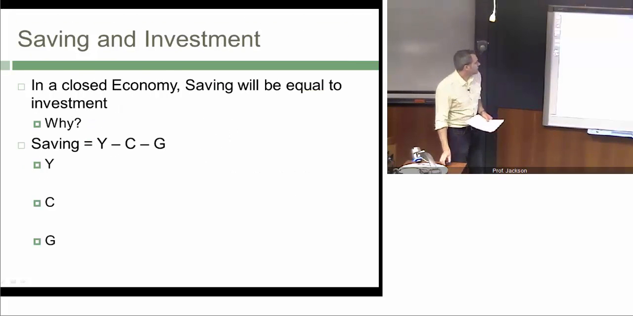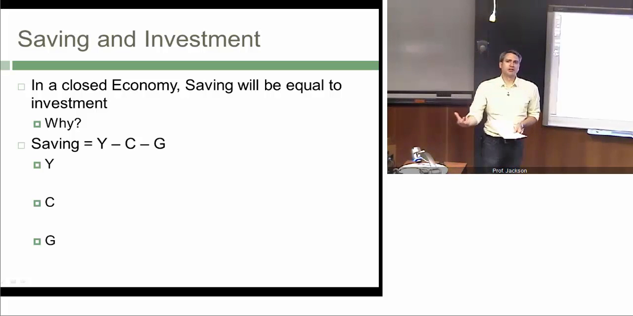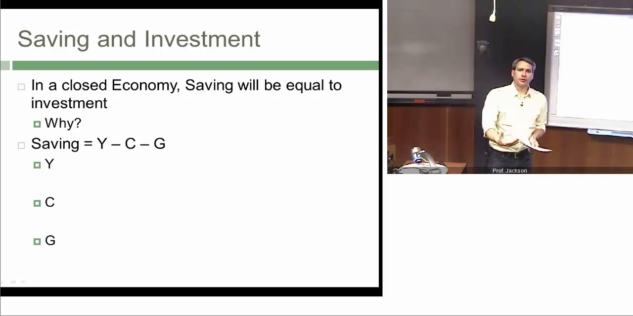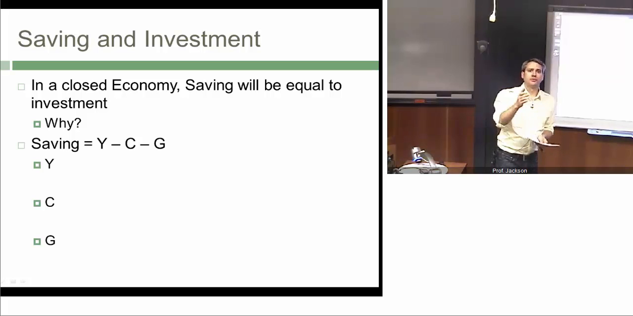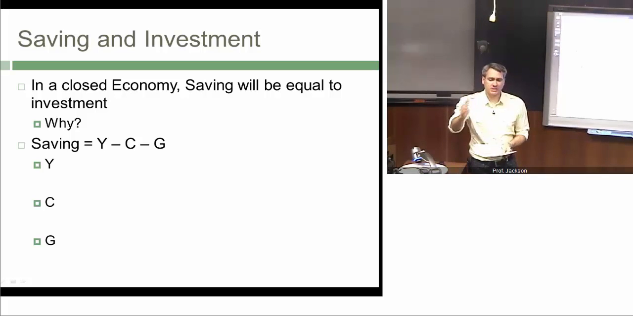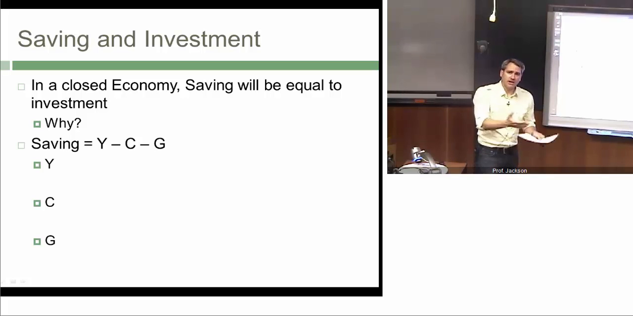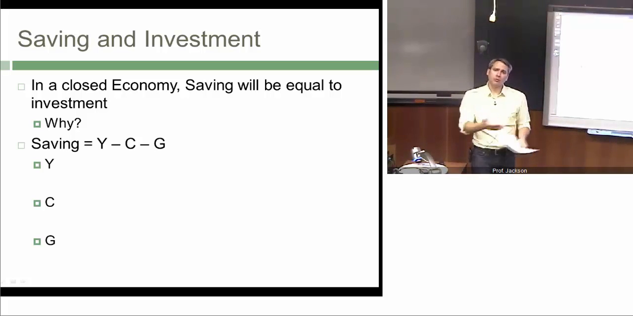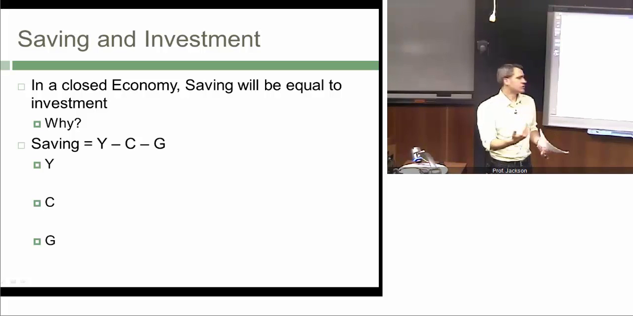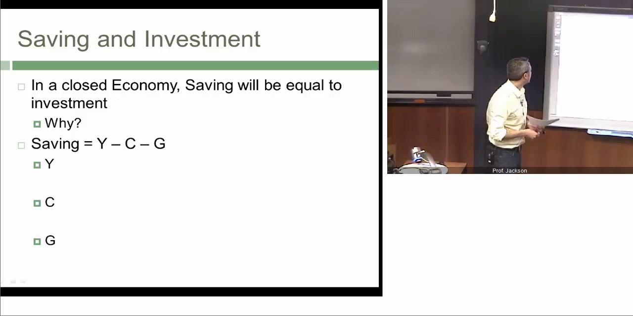So in a closed economy, because of this goods market equilibrium and the way that we're setting this up, if total output is equal to consumption plus investment plus government expenditures, then by definition, the amount of saving in the economy has got to be equal to investment. We'll revisit this result a little bit later on.